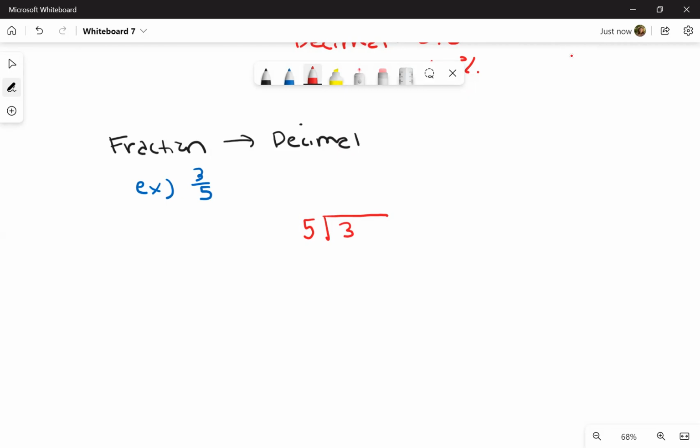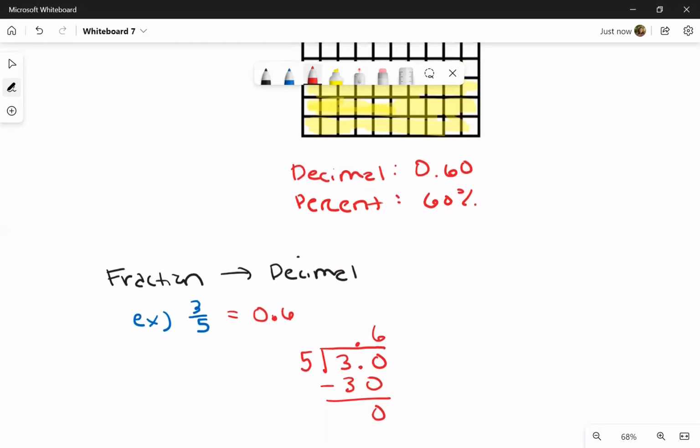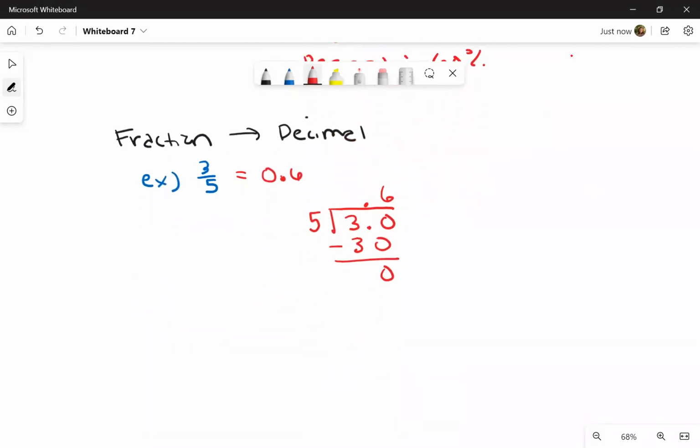That's true. But what we do is we add a decimal and a 0. And we bring the decimal up, and then instead of treating it as 5 into 3, we're going to treat it as 5 into 30. And 5 does go into 30 6 times. And done. So there it is. This is the decimal 0.6, which is the same as 0.60, right? Same thing, just dropping the extra 0 there. And there you go. Now, I showed the division, but you're allowed to use your calculator.